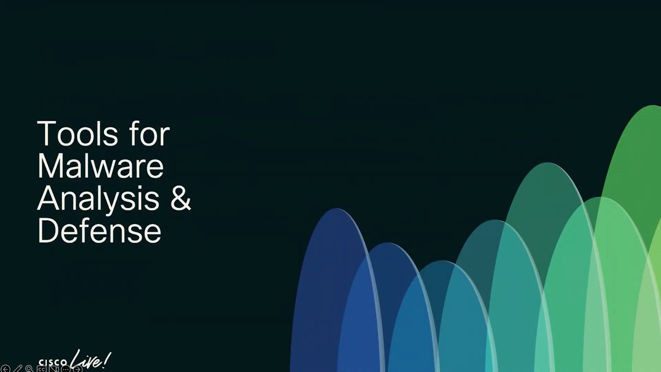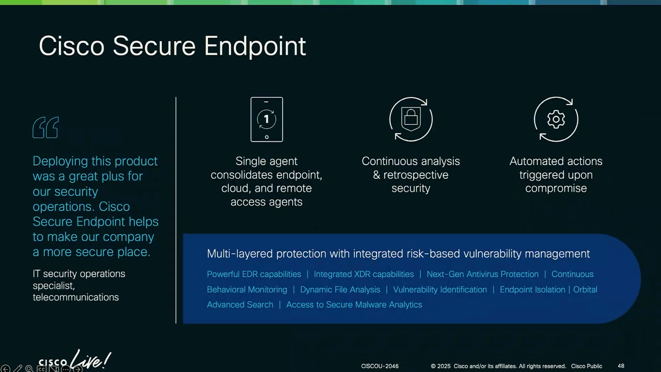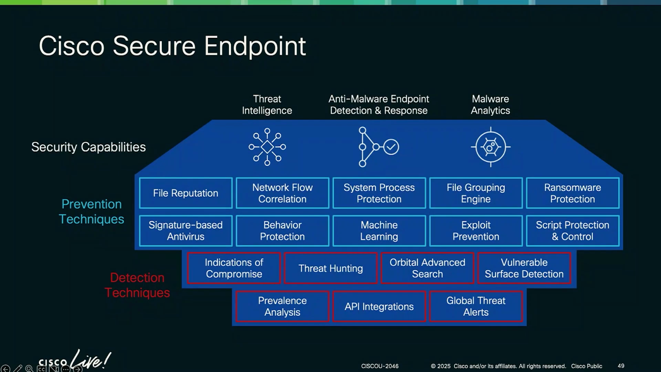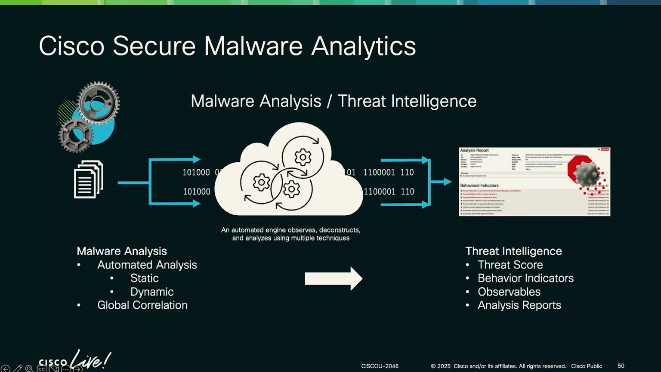Now, Cisco does have a couple of tools for malware analysis. I'm going to breeze through this fairly quickly because we're getting short on time. The first one is Cisco Secure Endpoint. This runs on your endpoints and is a great way to detect malware. One of the unique things about this is that it has Cisco Malware Analytics on it. So it can essentially analyze malware and tell you if any piece of software is malicious or not. Very valuable tool to have. It'll do things like static and dynamic analysis of particular files as well.